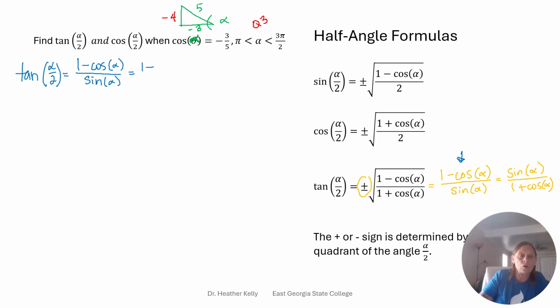So 1 minus cosine of alpha is -3/5, over our sine of alpha, which is -4/5. See how smooth that is if you have those negatives already placed in your triangle? It's pretty nice. So the numerator is 8/5 over the denominator, -4/5, and when we do all the math there, we get -2.